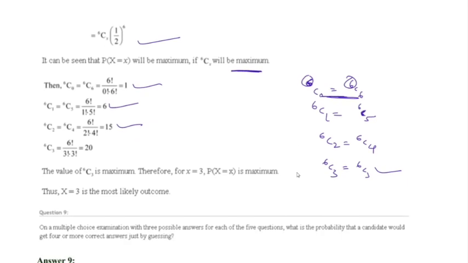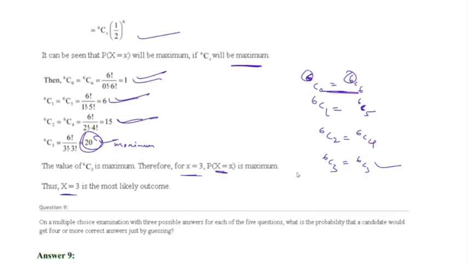Similarly, 6C2 and 6C4 are 15, and 6C3 is 20. So the value of 6C3 is maximum, as they are saying. Let's check once: 6C0 is 1, 6C5 is 6, 6C4 is 15 and 6C3 is 20. 20 is the maximum, as already given in the hint. So the value of 6C3 is maximum, therefore x equals 3. The probability of 3 successes is maximum. Thus x equals 3 is the most likely outcome.